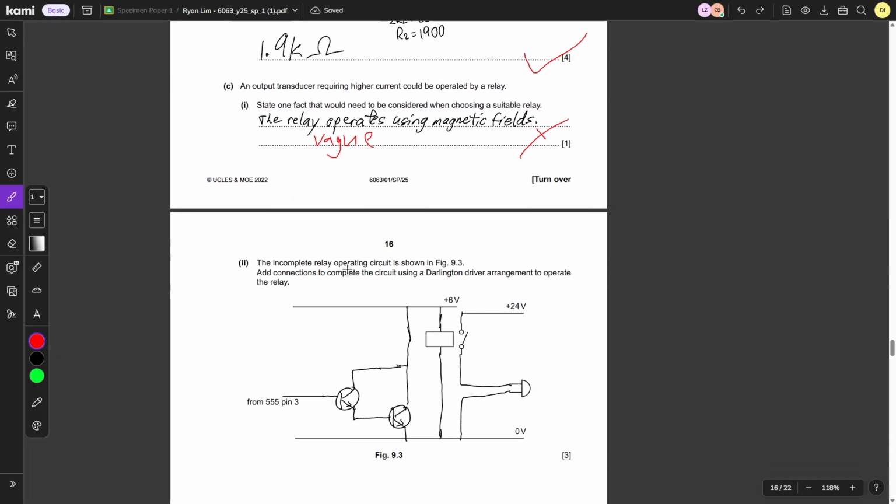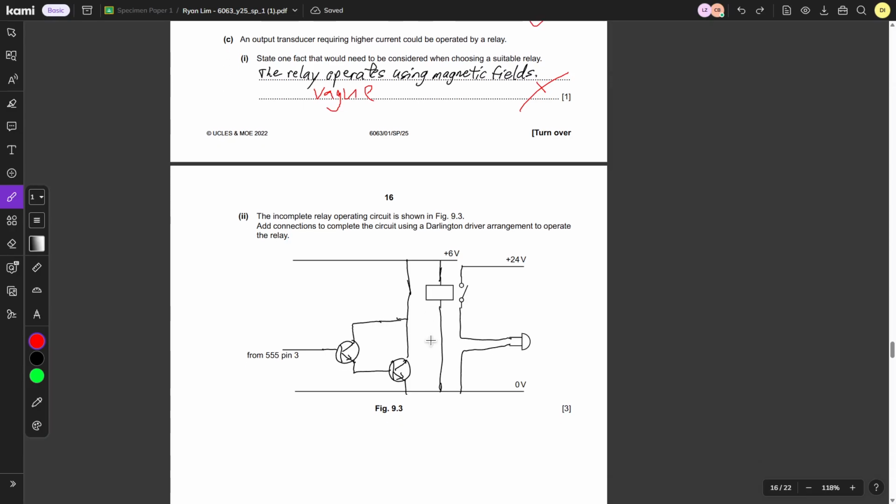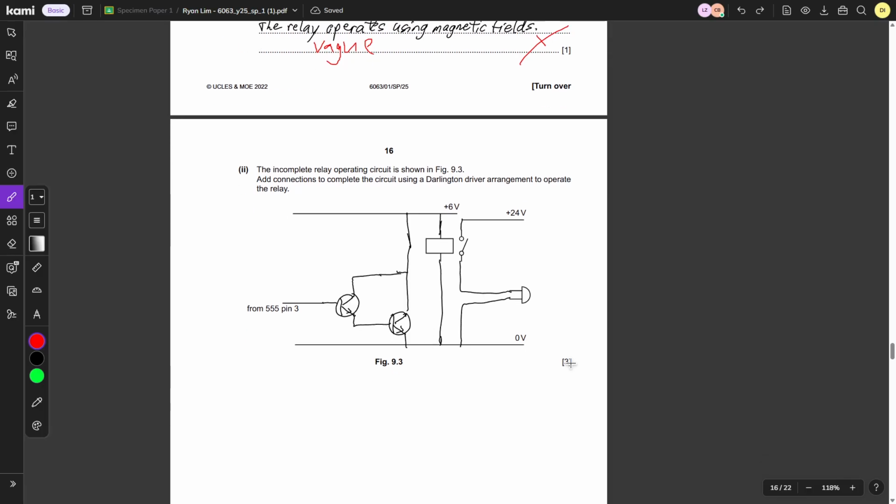Okay. An incomplete relay operating circuit is shown. Complete the connections, circuit, Darlington driver arrangement to operate the relay. No, this is wrong. I will give you the Darlington pair is correct. But it is about a relay, so I'm not going to give you the plus. 1 mark just because you did this, so you get 1 mark.